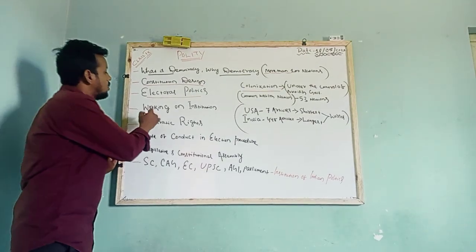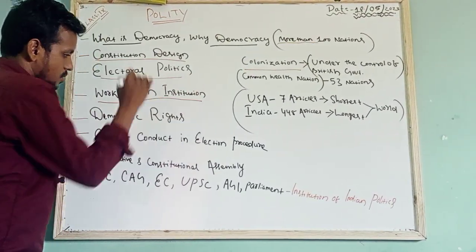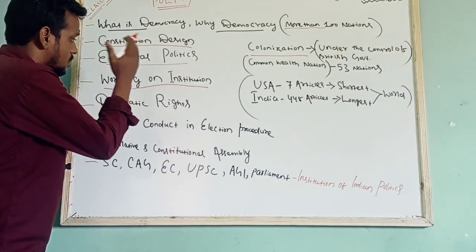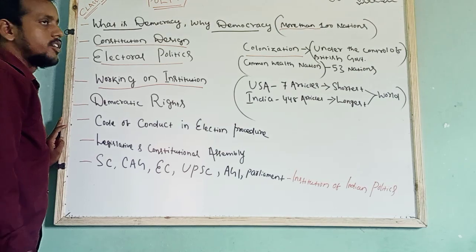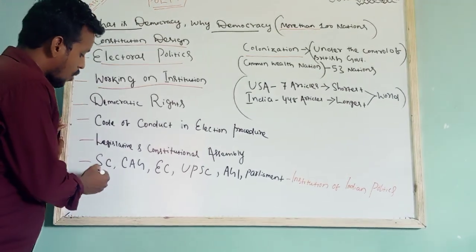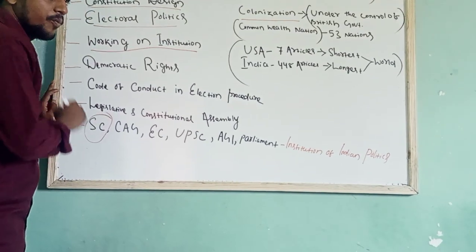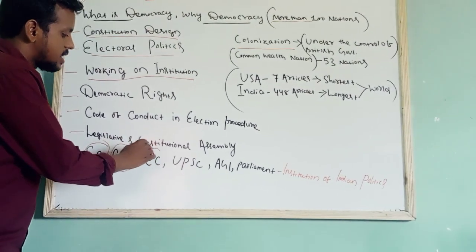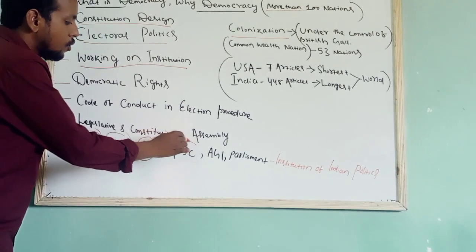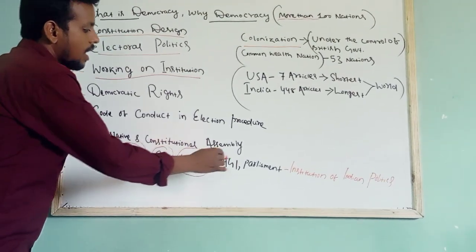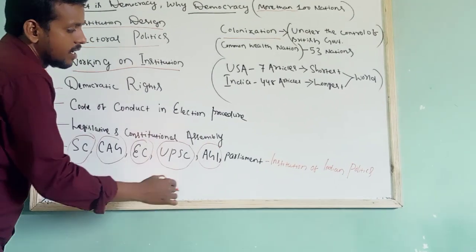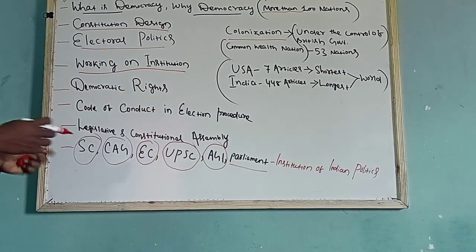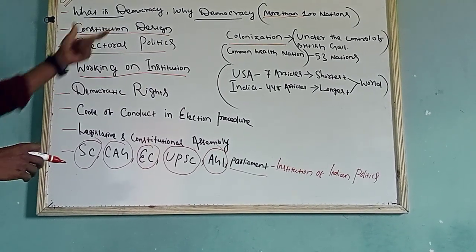And there is another word, known as working on constitutions. While we are asking questions about the institutions of democracy, we have so many institutions. One is the Supreme Court, another is the CAG, Comptroller and Auditor General, another is the EC, Election Commission, another is the Union Public Service Commission, the Attorney General of India, and Parliament. These are the major important institutions of the constitution.